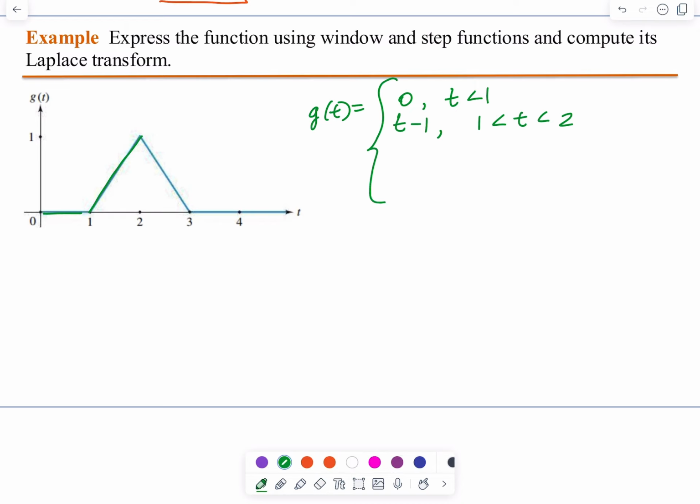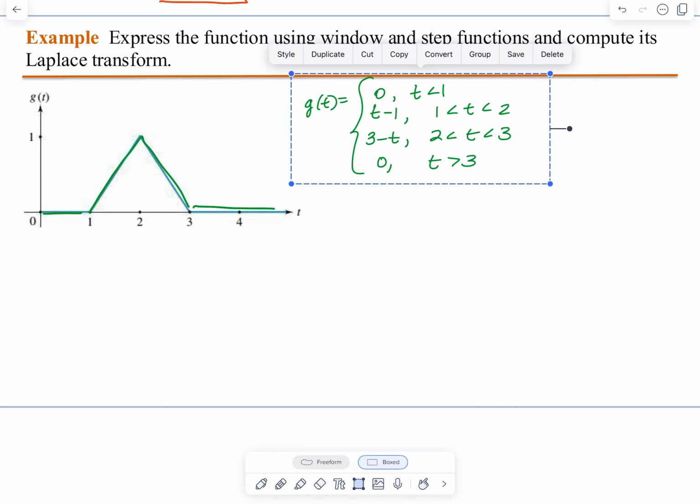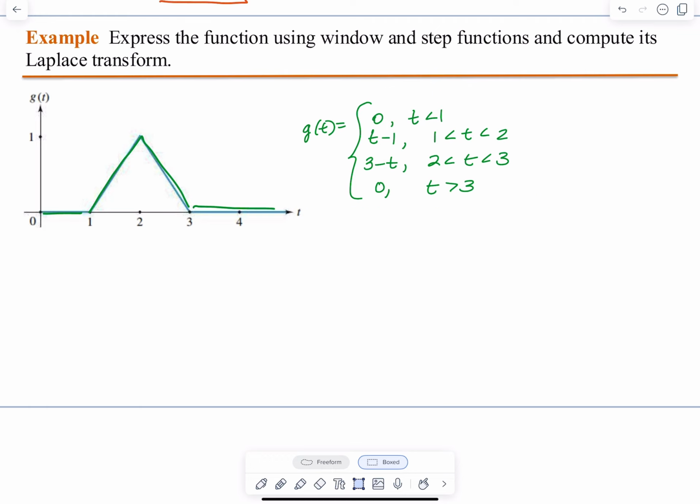And we have this next segment, which is 3 minus t for 2 is less than t is less than 3. And then we have this last segment, which is 0, and that is when t is greater than 3. Okay. We're going to use the rectangular window function on these 3 intervals here.